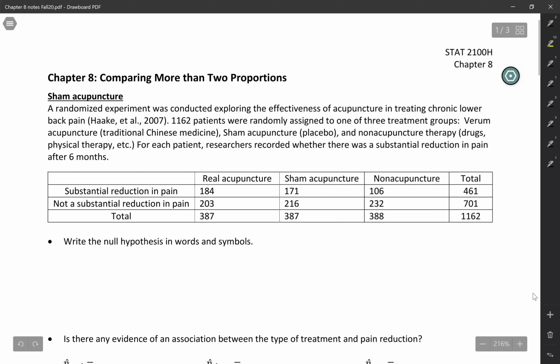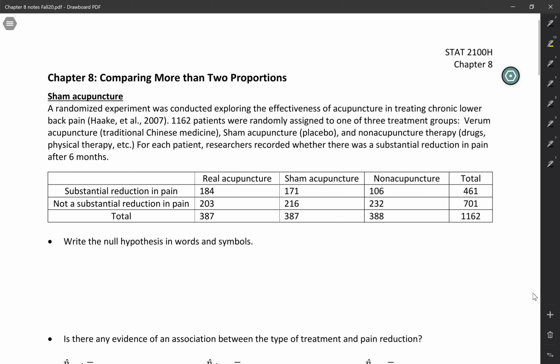In this video, we're going to look at a randomized experiment to explore the effectiveness of acupuncture in treating chronic lower back pain. So it was a nice big study, over 1,000 patients randomly assigned to one of 3 treatment groups. One of them was assigned to real acupuncture, so like real traditional Chinese medicine.